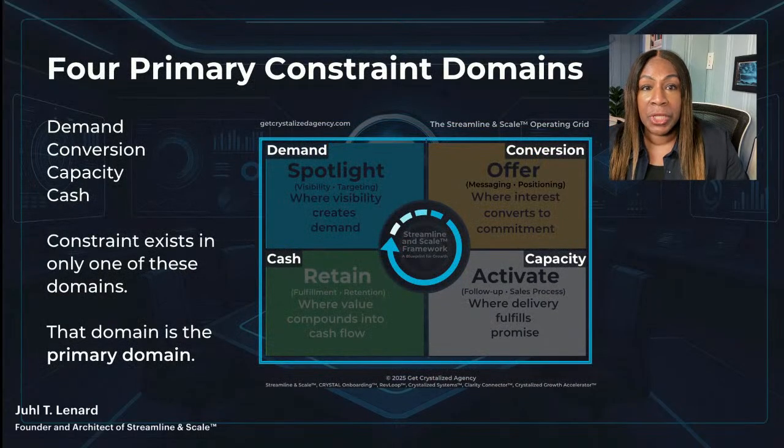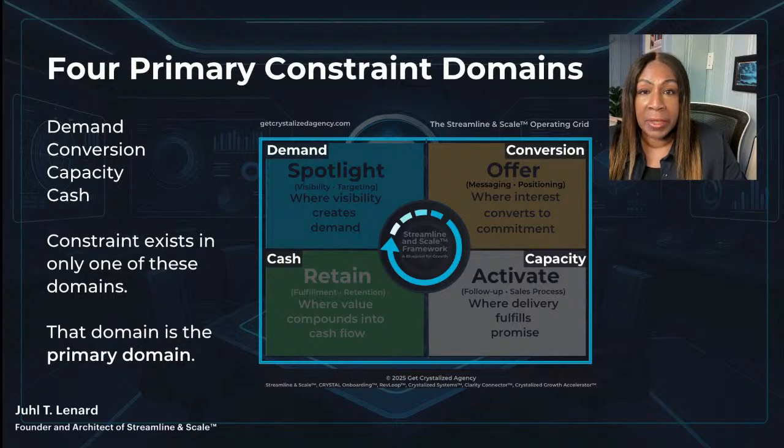Now, as I mentioned, the workflows underneath the four structural domains. Demand aligns with the Spotlight quadrant. Conversion aligns with the Offer quadrant, where that work gets done. Capacity work gets done in the Activate quadrant, and cash work gets done in Retain. So the primary constraint exists in one domain at a time, and that domain is the primary domain. That's important.